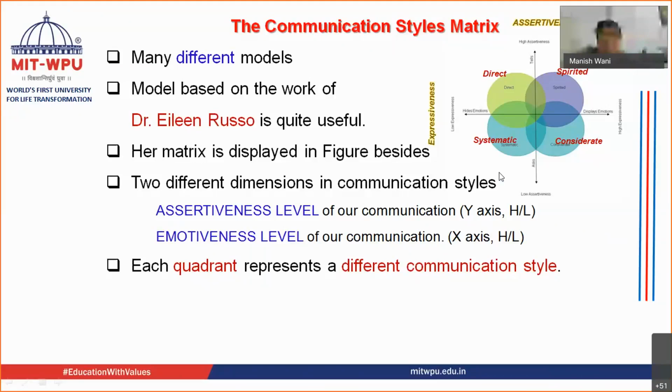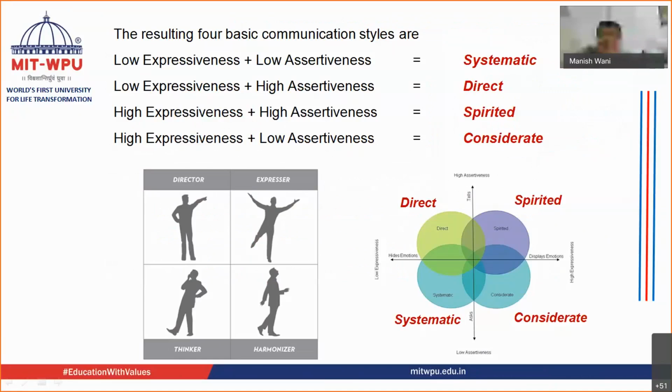So, if you have low expressiveness and low assertiveness, they are systematic. If you have low expressiveness and high assertiveness, they are direct. If you have high expressiveness and high assertiveness, they are spirited. Have you understood this? If not, please do ask me a question so that I can clarify it, because tomorrow's lecture and the lecture after that next week will be totally based on this matrix, where we talk about these different communication styles.